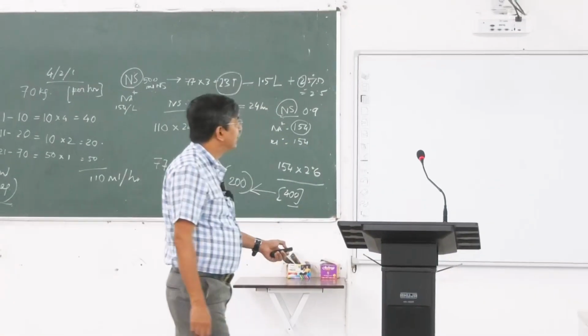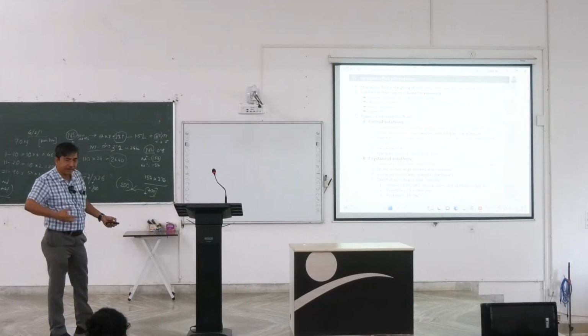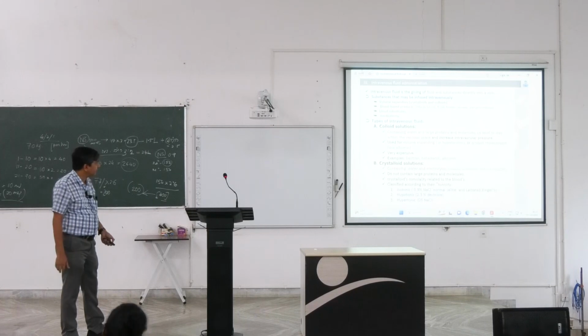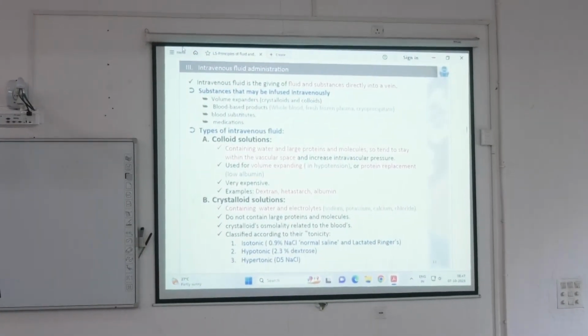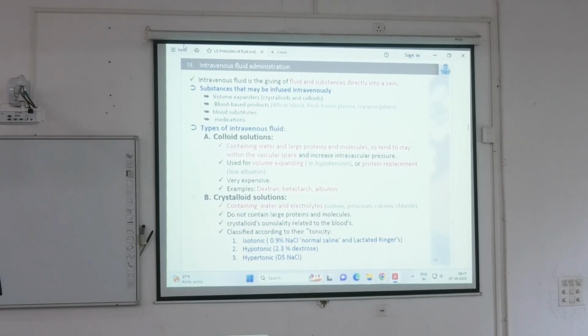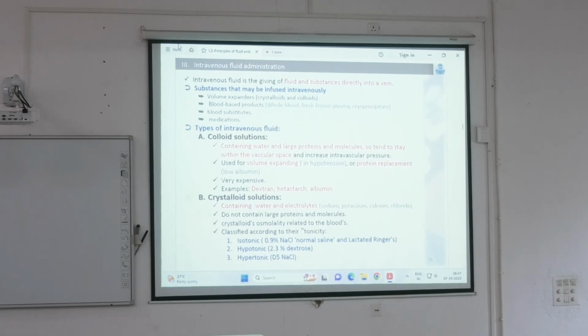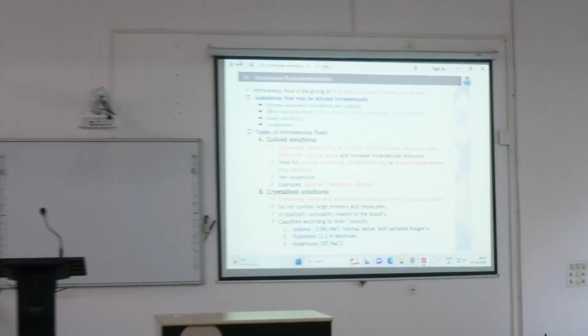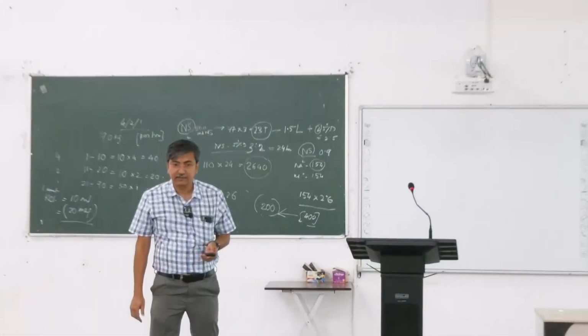Okay, so they are used for volume expansion or protein supplement because they are essentially large molecules. They are proteins basically. Okay, but they are expensive. Like albumin, dextran, we use albumin in a post-op patient, because in the post-op period the albumin will come down because the permeability will increase, the total excretion rate will increase, and albumin will get lost, okay?